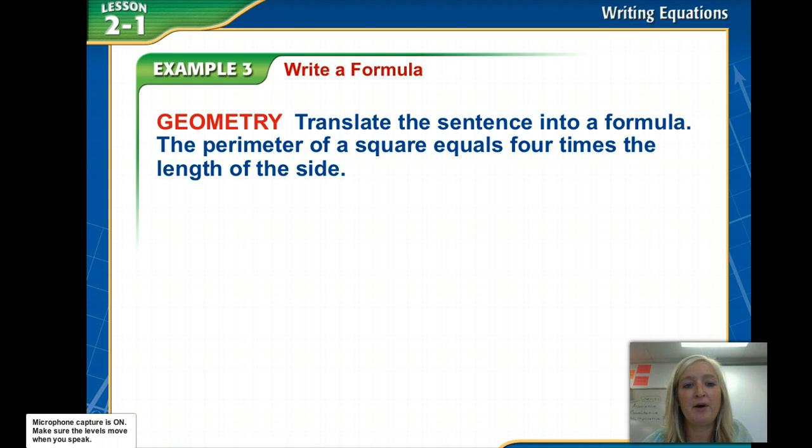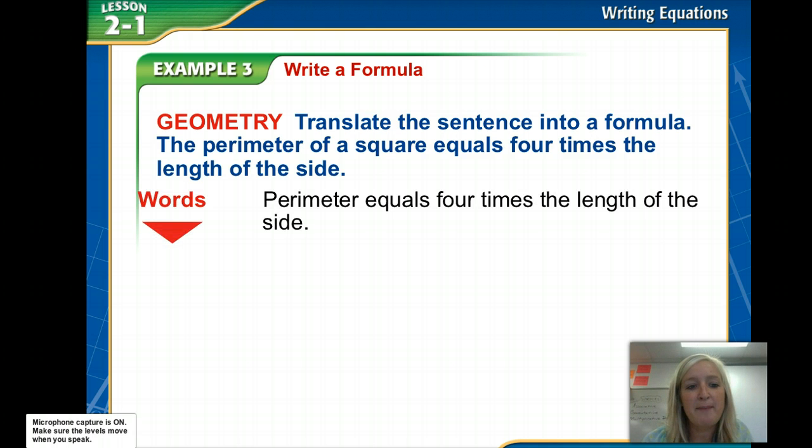The next example is to write a formula, very similar to the first example. Here we go. The perimeter of a square equals 4 times the length of the side. So the first thing that I do is I pick out the words that I need to translate. I have perimeter equals 4 times the length of a side.